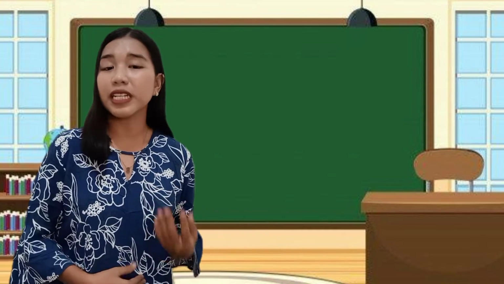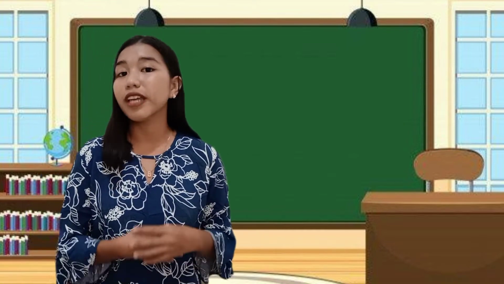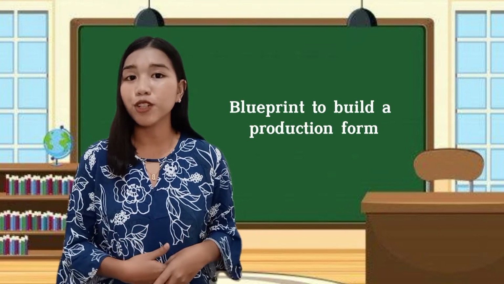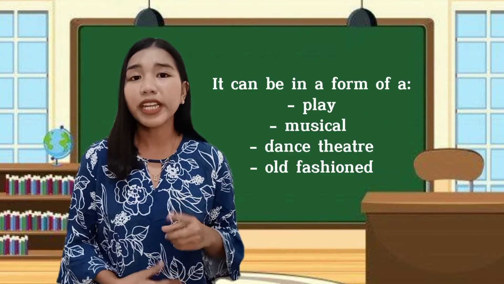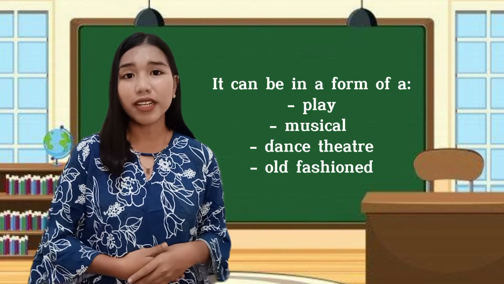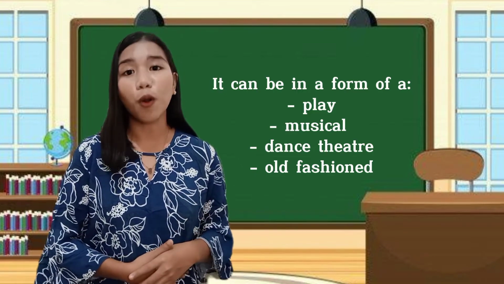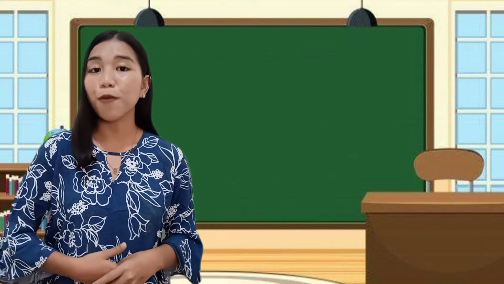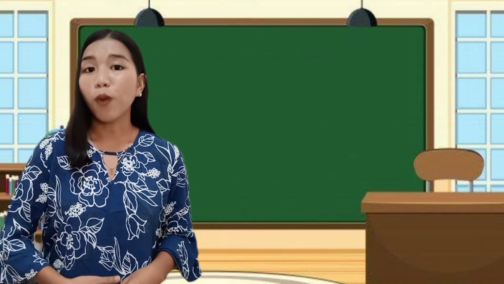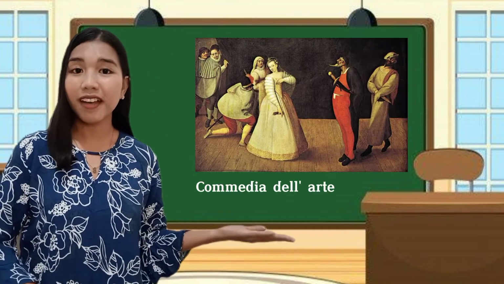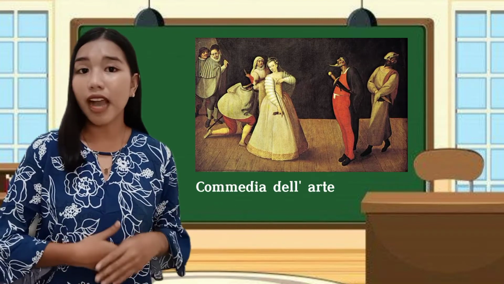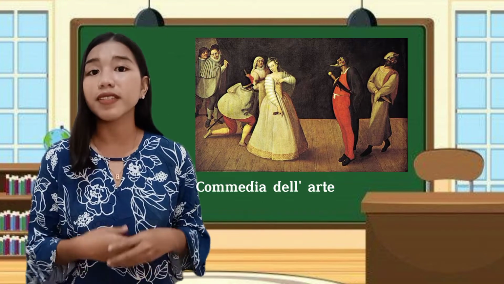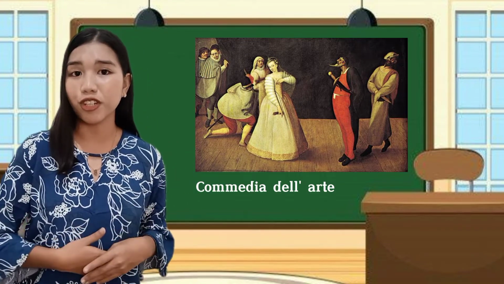The script, scenario, or plan is what the director uses as a blueprint to build a production form. It can be in the form of a play, musical, dance theater, or opera. To discuss the works of William Shakespeare, one example is the Commedia dell'arte. It was a style of improvised comic theater popular in Europe in the 16th through 18th centuries.